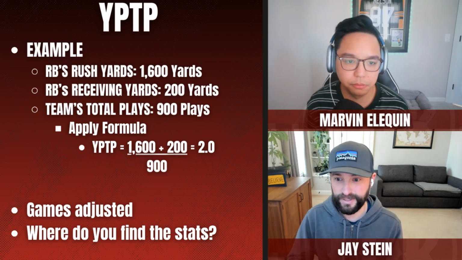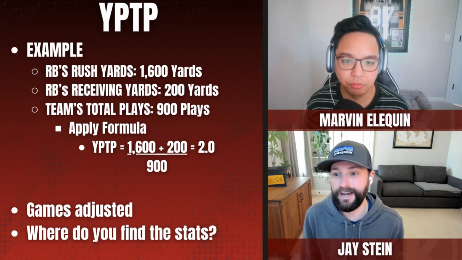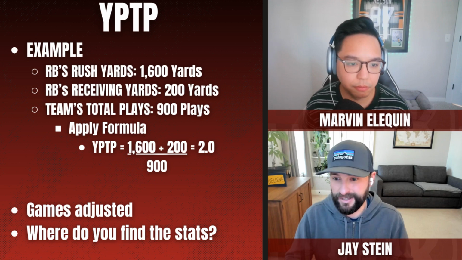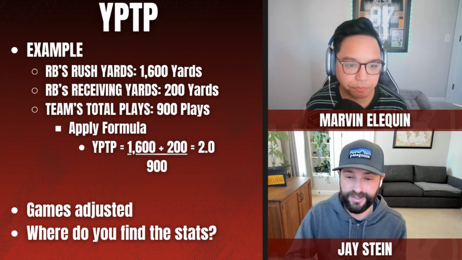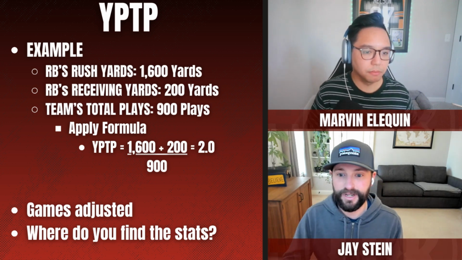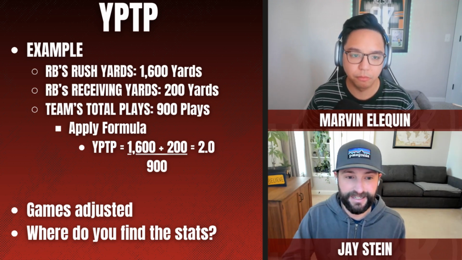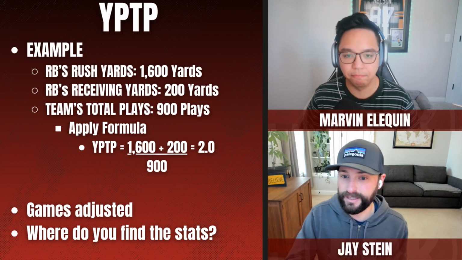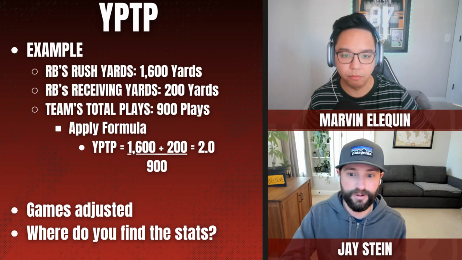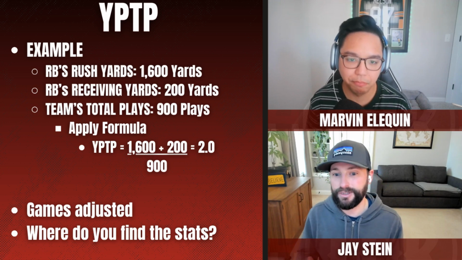The other thing you can think about here is you can also games adjust. We talked about this a little bit. Sometimes you have a player that goes out for a couple games, can't play a couple games. So how do you account for this, where the team plays aren't games adjusted, but the player is? The way you would do that, say a player plays 10 of the team's total 13 games, you'd put it all on a per game basis. So 1,600 divided by 10, 200 divided by 10, and you get the player's receiving yards per game and rushing yards per game. Then you have to do that also for the team plays. So 900 team plays over 13 games, you get the team's plays per game. And that's the way you can games adjust it.